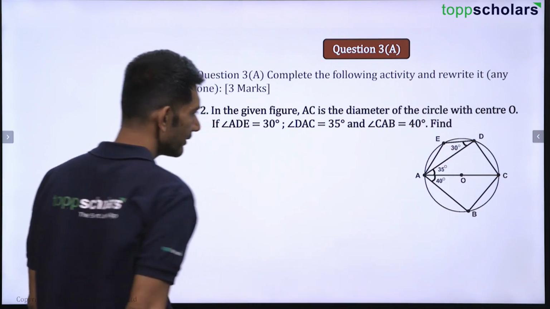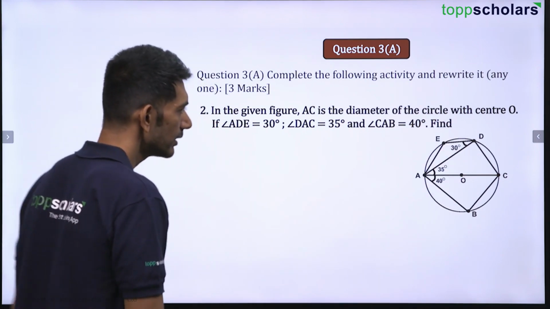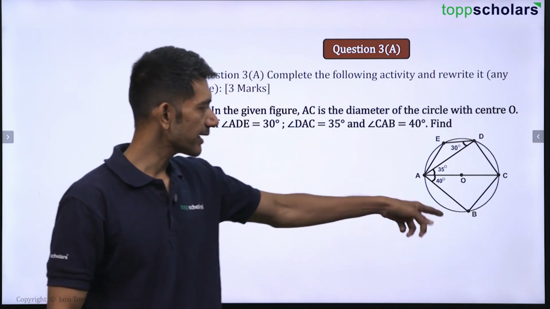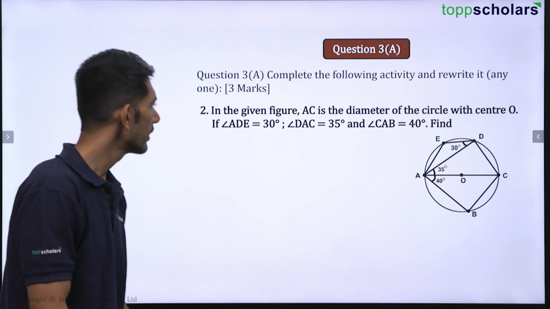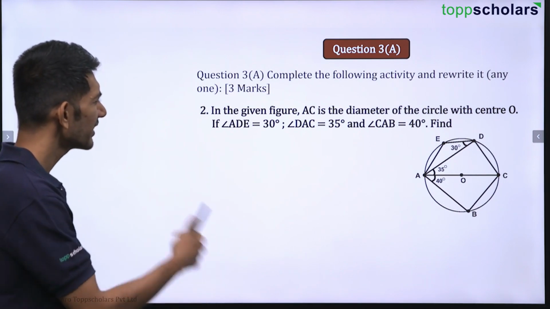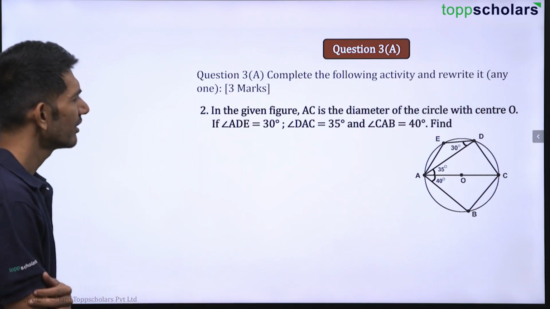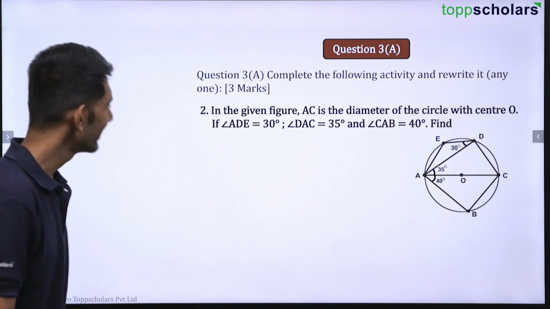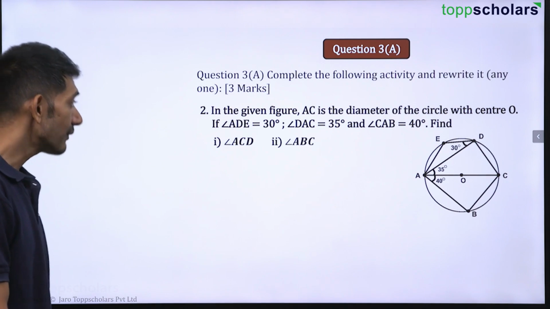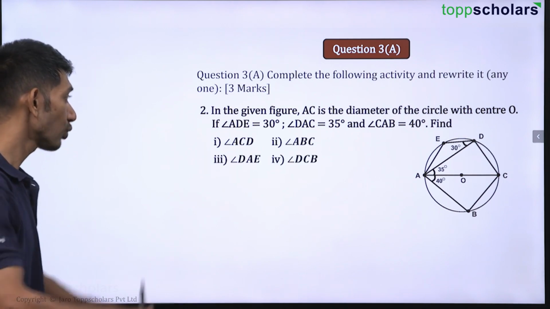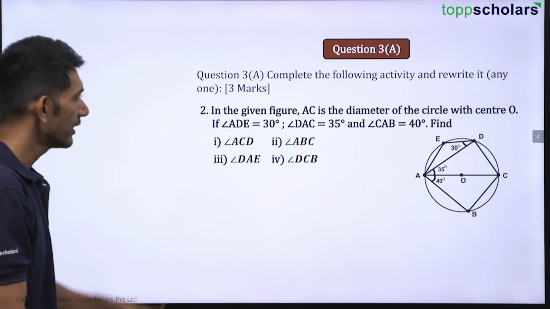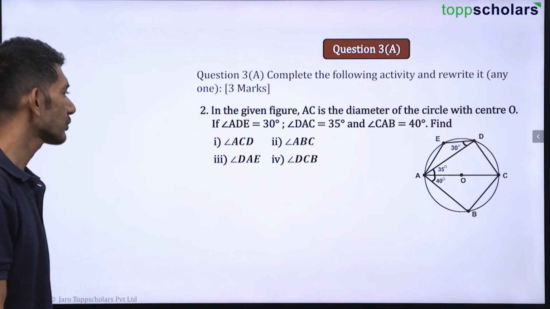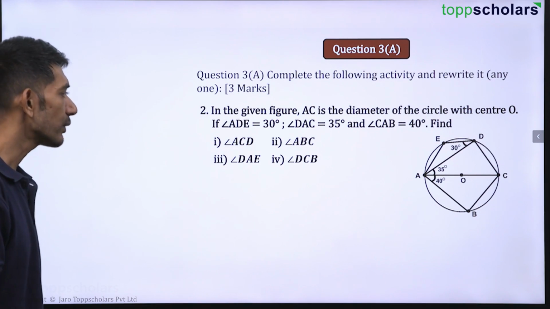So let's have a look at the second question of this part, that is section 3a. There is a figure given, an interesting figure, because there is a circle, and there is a pentagon inside it, and some angles are given. Why pentagon? Because there are 5 sides AB, BC, CD, DE, AE, and some values are given like 30 degrees, 35 degrees, 40 degrees, and the figure is very open and clear to all of you, right? We are supposed to find out some values, asked for 3 marks. We are supposed to find out ACD, ABC, DAE, and DCB.